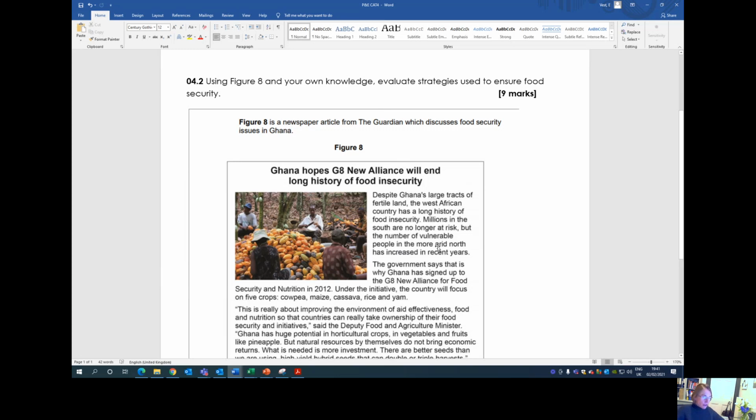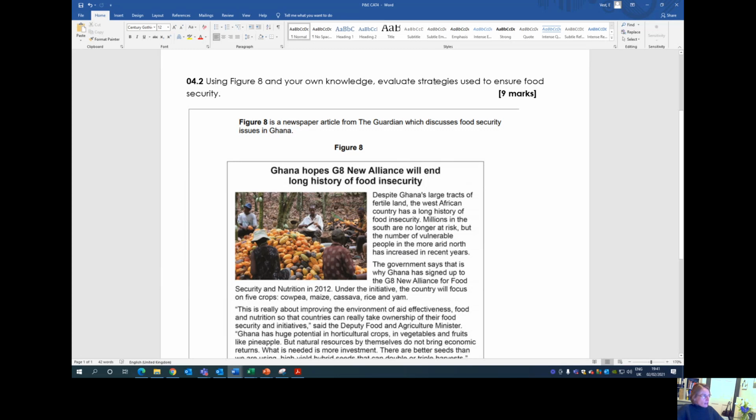So you must use the figure. Make sure you're looking through there, and quote from the figure if you need to, to show that you're using it. You must use the figure, but you must also use your own knowledge. Use it as a springboard to give you some ideas and then continue that. Again, you're being asked to evaluate: which one is better and which one is worse, which is the best and which is not so good, and why is it like that?